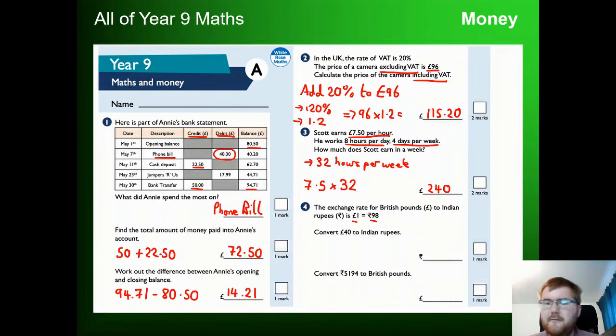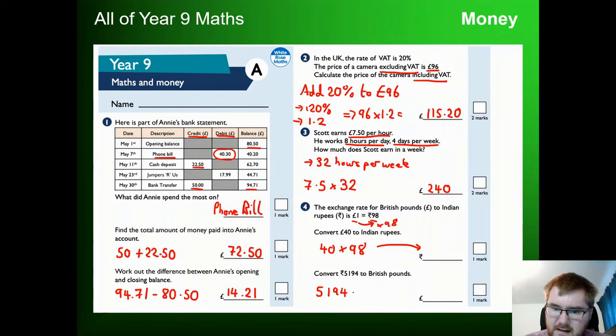And we need to convert both from pounds to rupees and then later from rupees to pounds. So if we're going from pounds to rupees, we're going in this direction, so we're going to be multiplying by 98. So we take our 40 and multiply by 98, which we'll do in a second. If we're working the other way round, so we're going from rupees to pounds, we need to divide. So we take 5,194 and then we divide by 98. We'll do both of those on the calculator now.